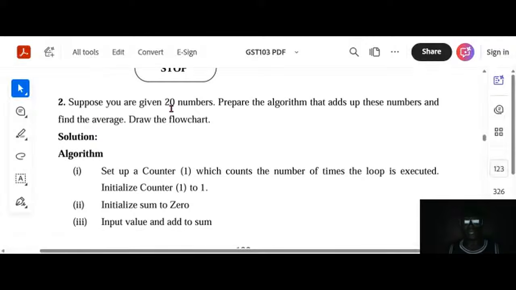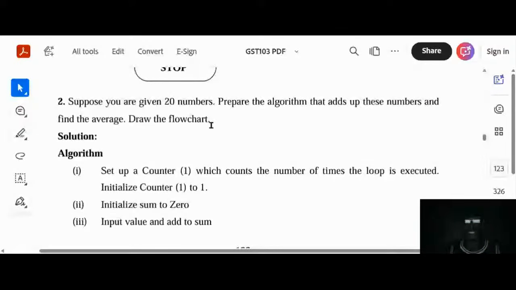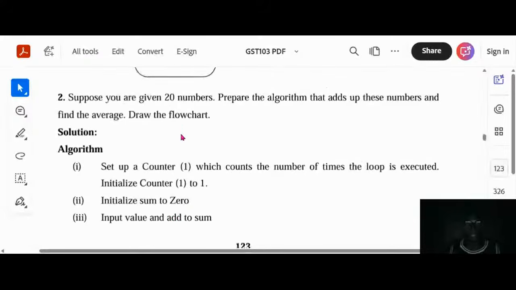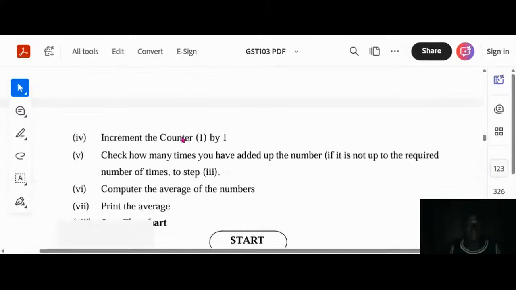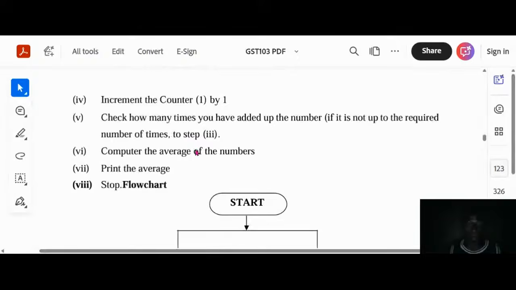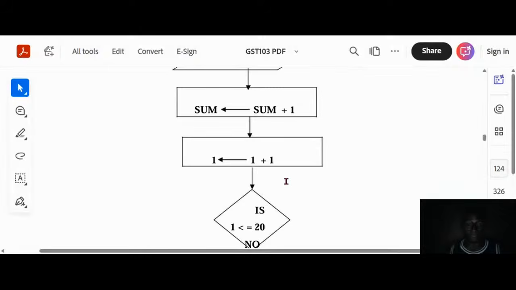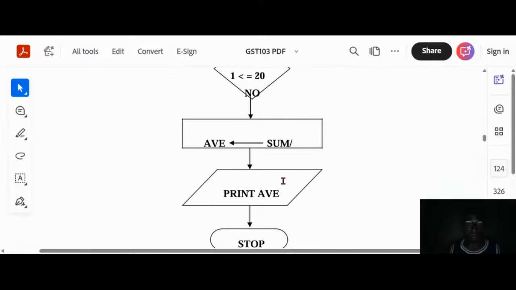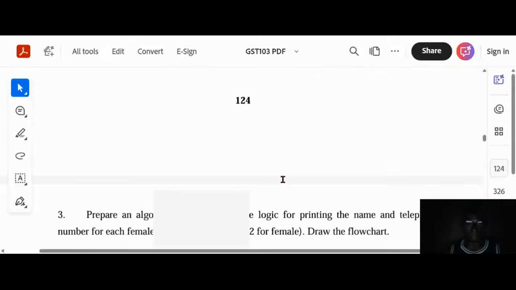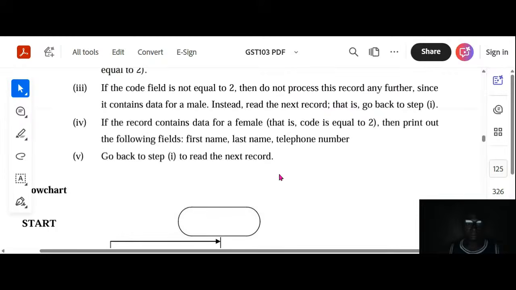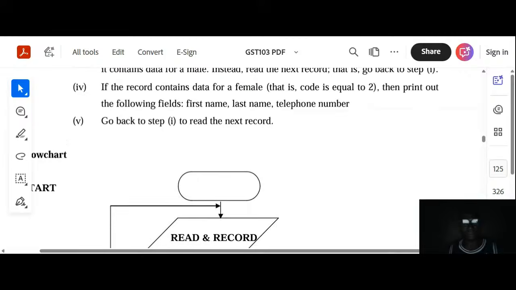So suppose you are given 20 numbers, prepare the algorithm that adds up these numbers and find the average. Then draw the flow chart. But in case you are asked in the exam to find the result, let's see the result now. Okay, result is not here.